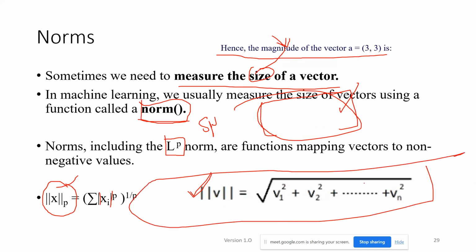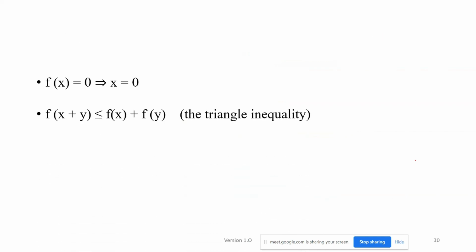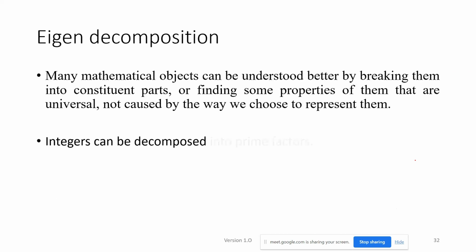Okay, so using this, we are calculating the norm of a vector, 3 by 3. We have v1, v2, vector 1, vector 2. 3 squared plus 3 squared, that is 9 plus 9, square root of 18. Like that we are defining the norms. This is a very simple thing, defining a norm.